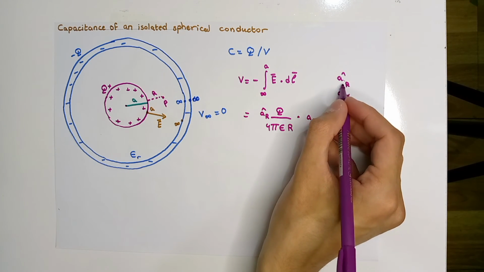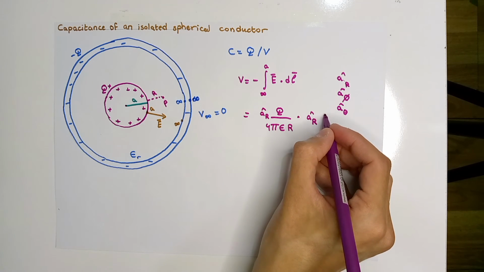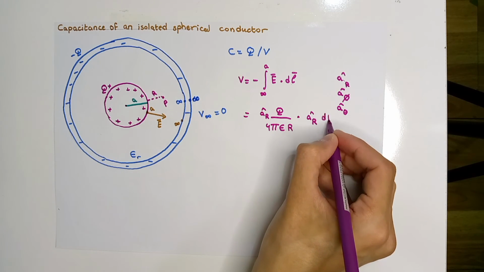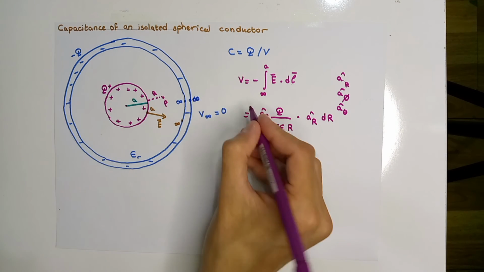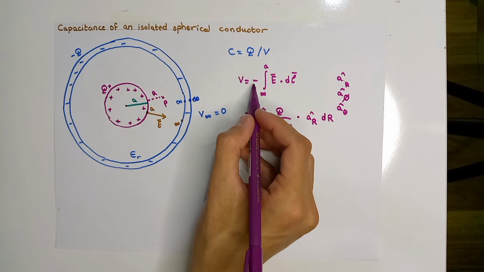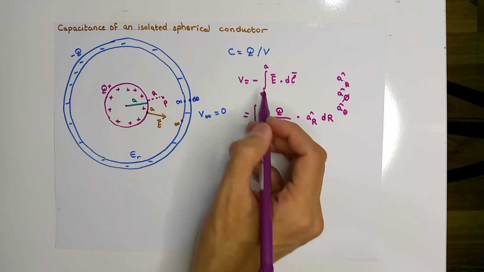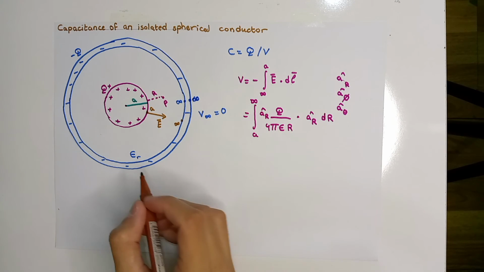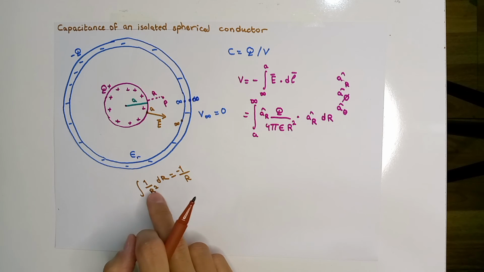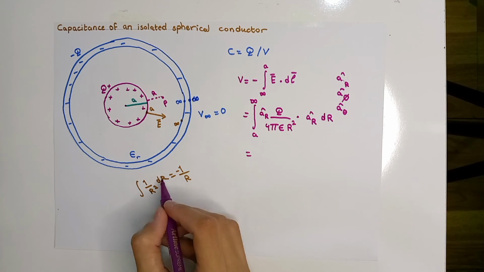We will end up with the radial component, which has the unit vector a sub r times dr, the differential length along the radius of the shell. I am going to eliminate this negative sign by changing the order of these bounds. Now we can do this integration. We all know that the integration of 1 over r squared is equal to minus 1 over r. Now let's do the integration.